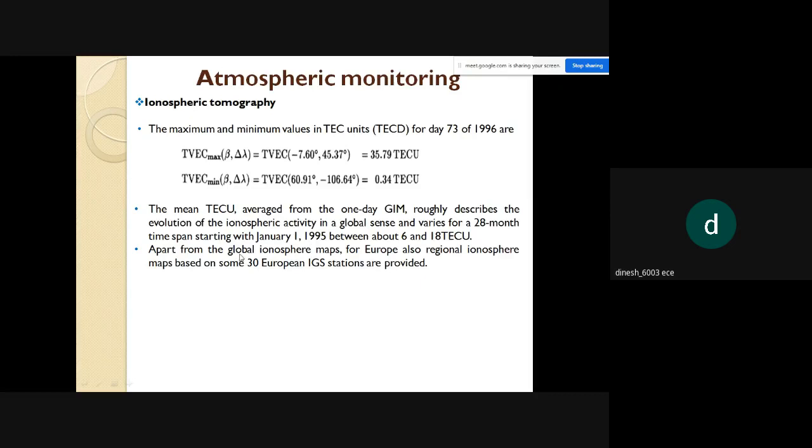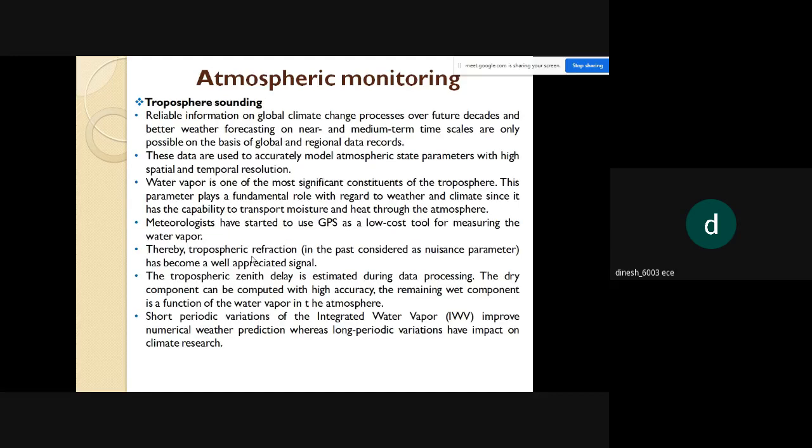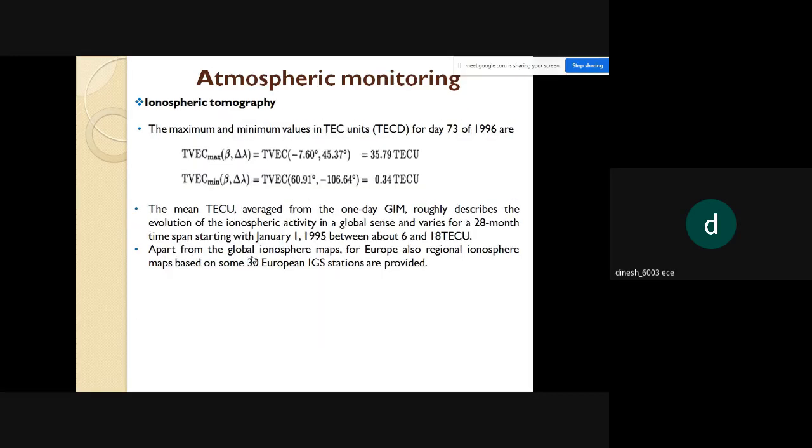Apart from the GIMs, the global ionosphere maps, each and every country or union has different maps. For Europe, there is a regional ionospheric map based on some 30 European IGS stations. So 30 European IGS stations provide information about the TVEC contents. This is about ionospheric tomography.